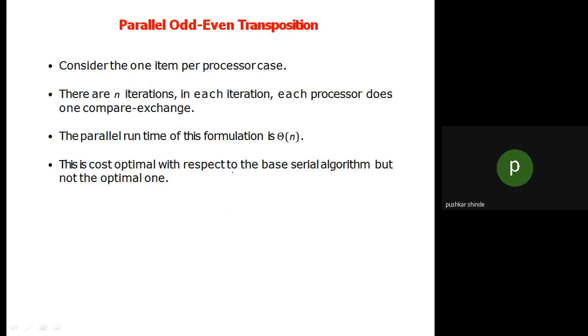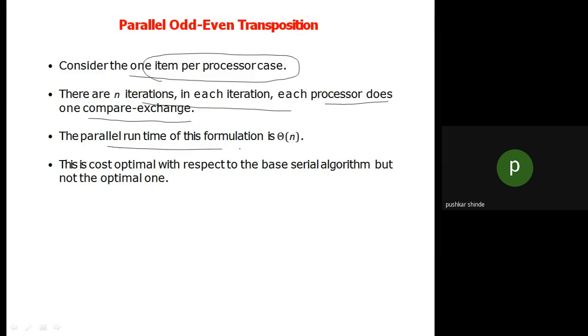So parallel odd even transposition, consider the one item per processor case. Each element of the list can be allocated to one processor. There are n iterations. In each iteration, each processor does one compare exchange. So if there are n numbers, there will be n processors in the parallel platform. The parallel runtime of the formulation is theta of n.